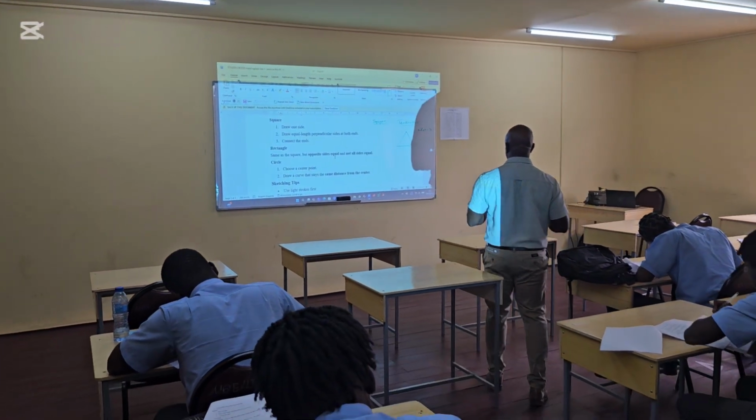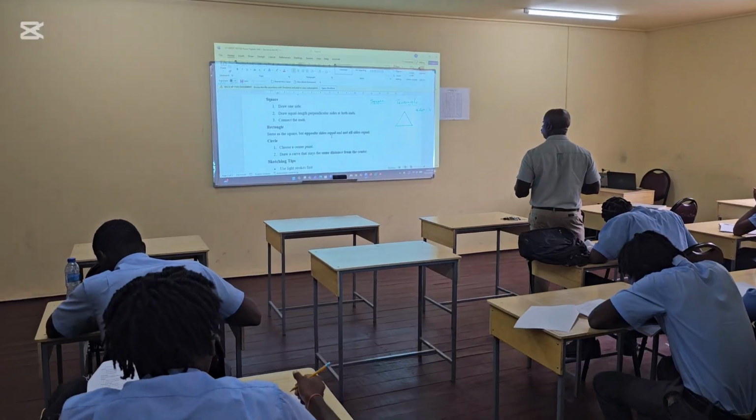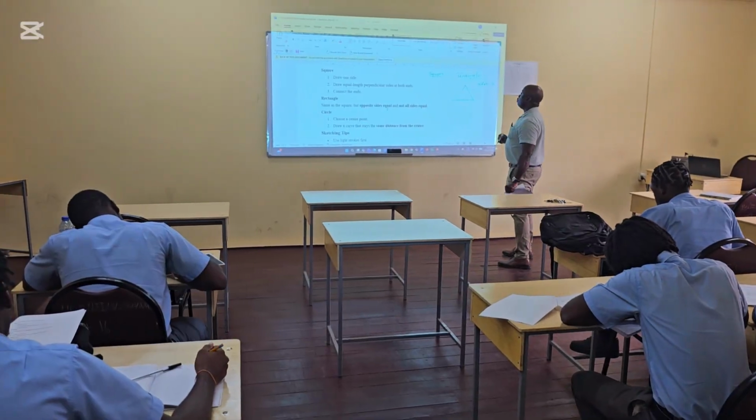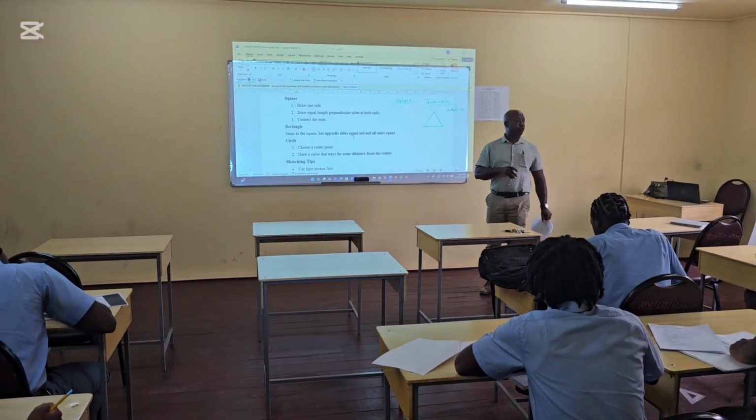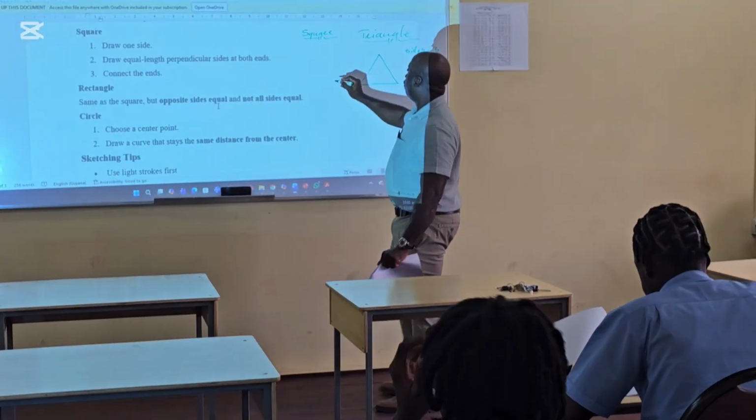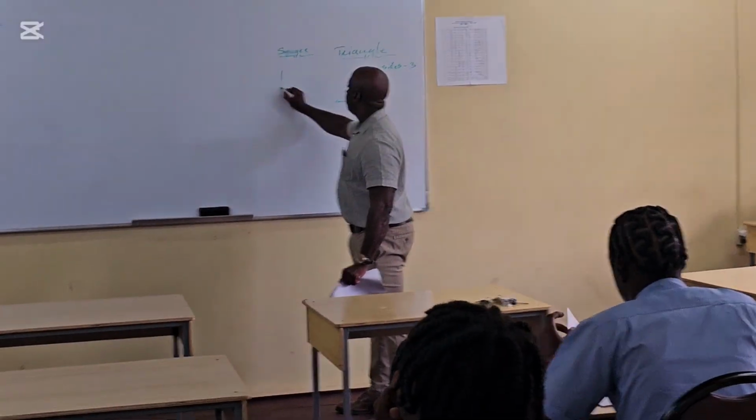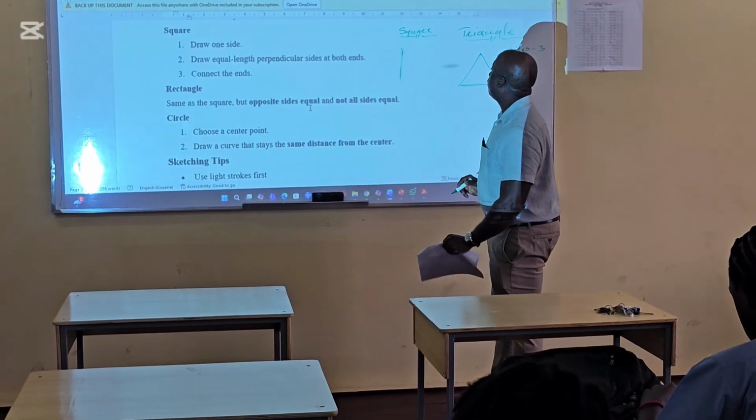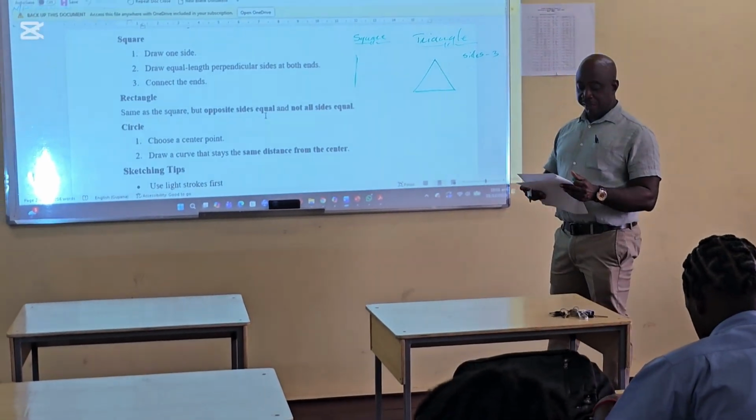So what's one? One is say here. Draw one side. Which side will you prefer drawing? Draw one side. For me, I will draw this side. And then what's the next step?